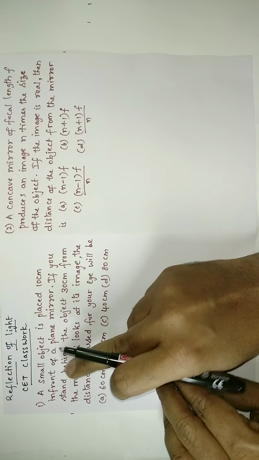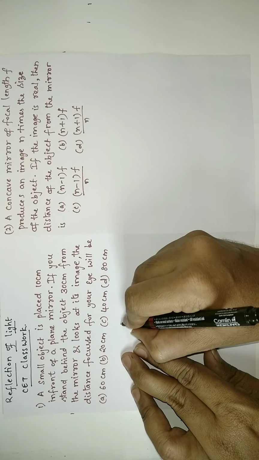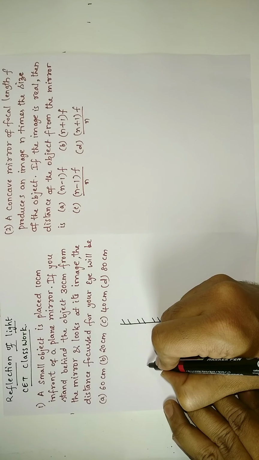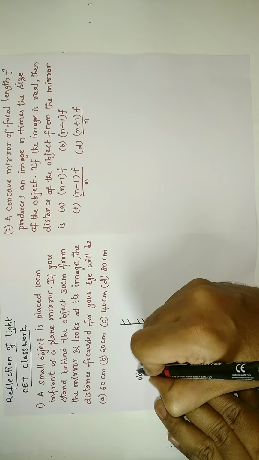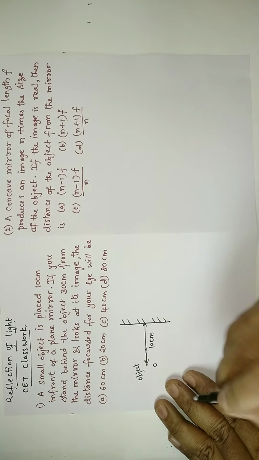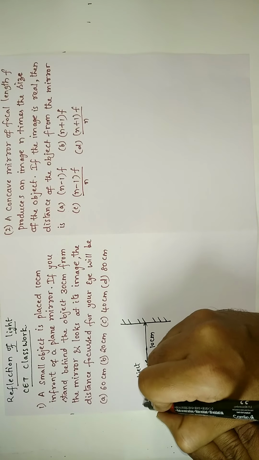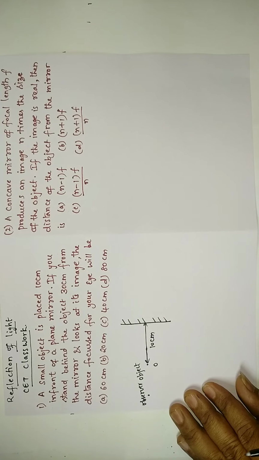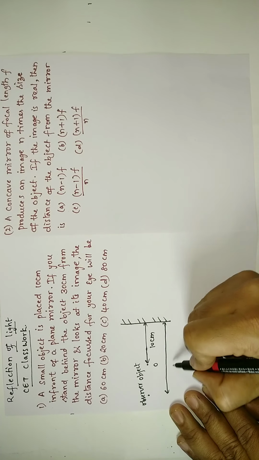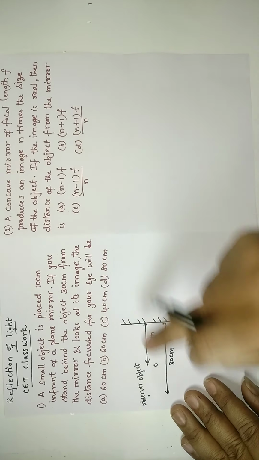So the first question goes like this. A small object is placed 10 centimeters in front of a plane mirror. So let us consider that you are given a plane mirror and you have an object placed at a distance of 10 centimeters from the plane mirror. If you stand behind the object, the position of the observer here is behind the object and at a distance of 30 centimeters from the mirror. So the observer is at a distance of 30 centimeters from the mirror, and he looks at the image of the object.